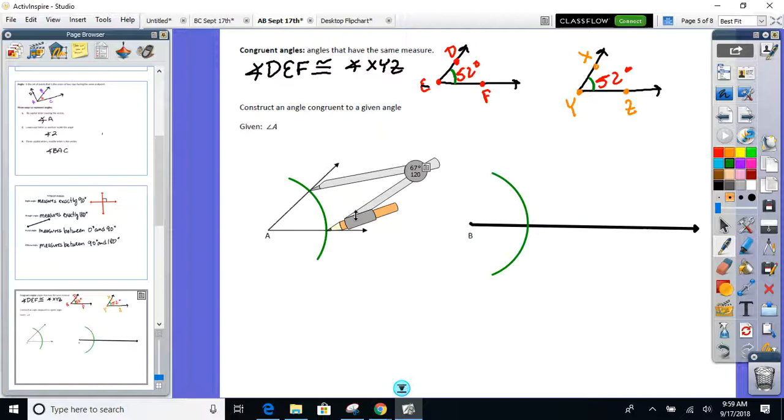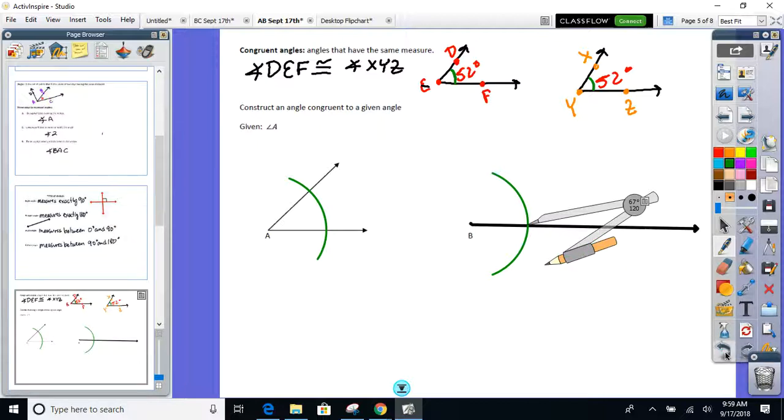And then from there, you do not go back to the endpoint B. You go back to where your arc intersected your ray. I'm going to put my compass point right there. I don't put it on B, I put it right where it intersected. You can do this above or below the ray, I do not care. Make an arc that intersects.